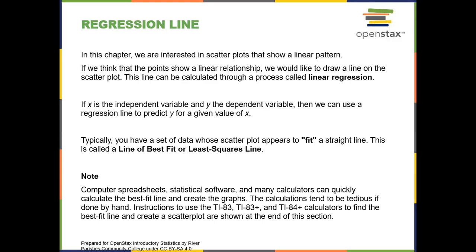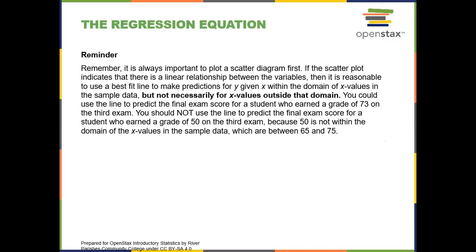Typically, you have a set of data whose scatter plot appears to fit a straight line. Fit means all the points fall close to a straight line. This is called the line of best fit or the least squares line. Computer spreadsheets, statistical software, and many calculators can quickly calculate the best fit line and create the graphs. The calculations tend to be tedious if done by hand. Instructions to use the TI-83, 83 Plus, and TI-84 Plus calculators to find the best fit line and create a scatter plot are shown at the end of this section.